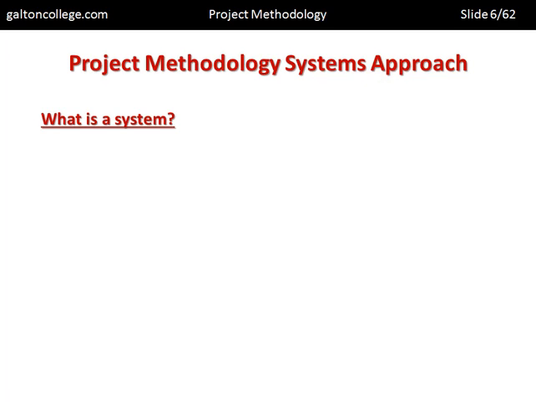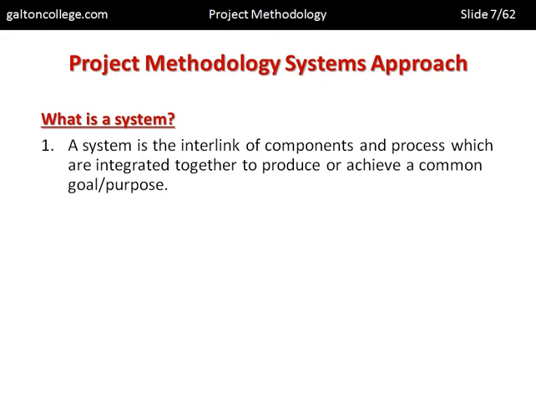So what is a system? A system is the interlink of components and processes which are integrated together to produce or achieve a common goal or purpose. So the system is the interlinkages, the ways in which the various components and the various processes are linked. And when all of that is set out, when the project manager has seen what's required, seen the various inputs that are required, a system can be imagined. That the project is a system. It has a starting point and has an end point, and it has inputs and functions that must be performed, and it shows how the various components are all linked together. So to that end, it is a system.